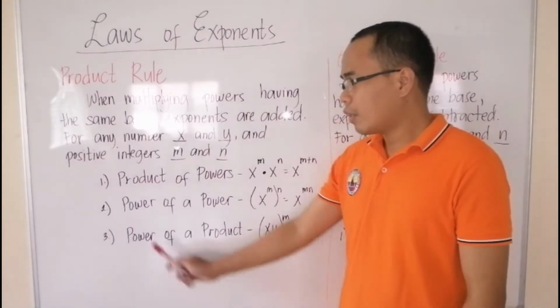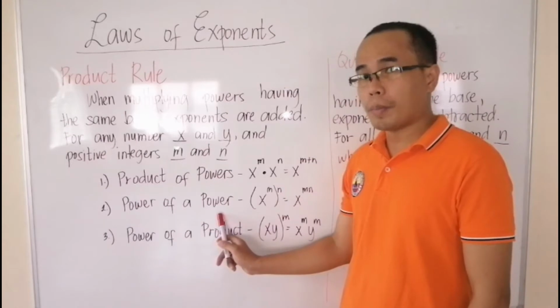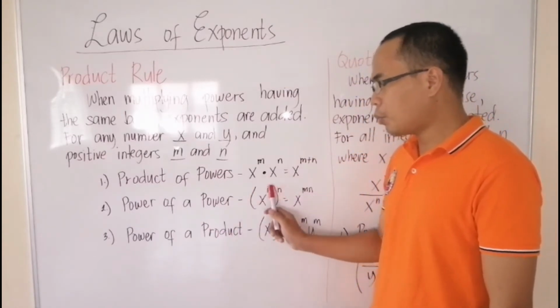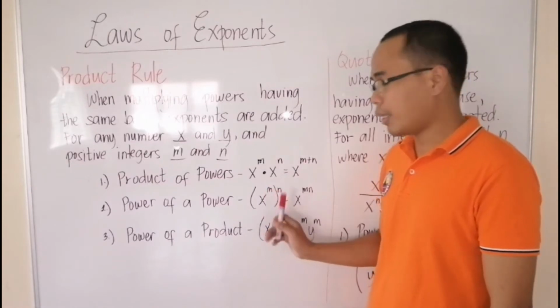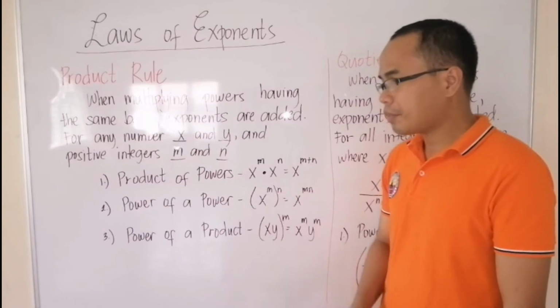Number 2, power of a power. So ano nga ba ang power of a power? Kapag meron kayo makitang ganito, so minumultiply lang natin yung exponent. So exponent times by the exponent.